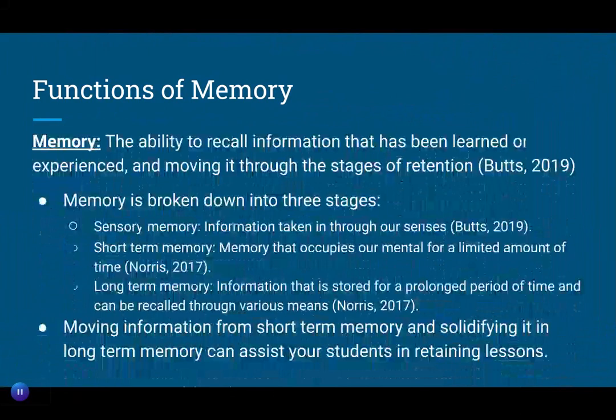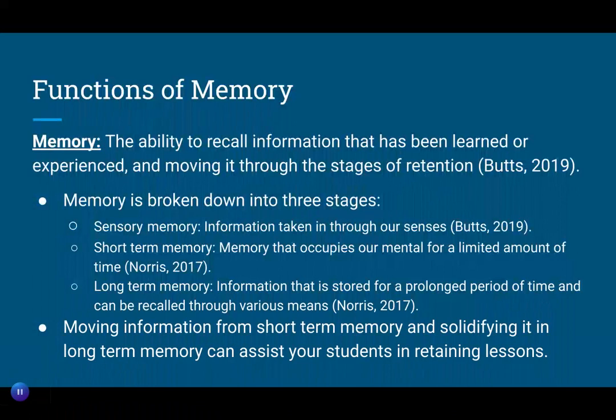First, we have sensory memory. This means information taken in through our senses. So, things that we smell, things that we see, touch, taste, these are all important for us to be able to take into our sensory memory, which then shifts into short-term memory. Short-term memory is described as what occupies our mental space for a limited amount of time.